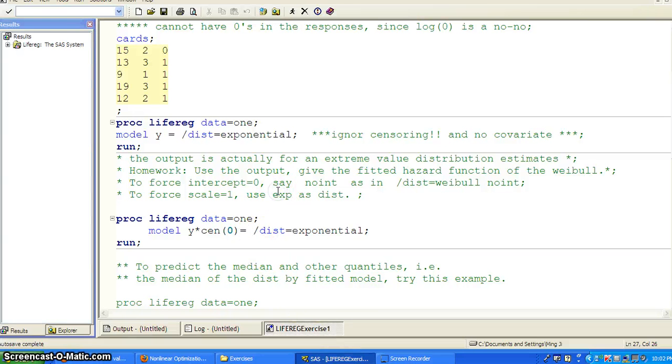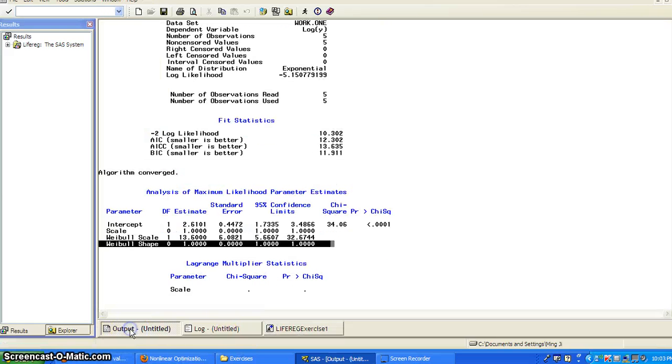here, by asking distribution equal to exponential, we're forcing SAS to fit a Weibull distribution, and we forced scale equal to 1, so it becomes exponential. And at the meantime, since it is actually a Weibull distribution, then it's also an extreme value distribution in this case. Okay, so here you can see the parameters fitted.